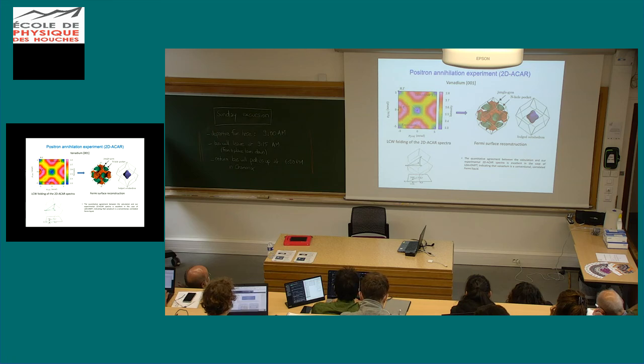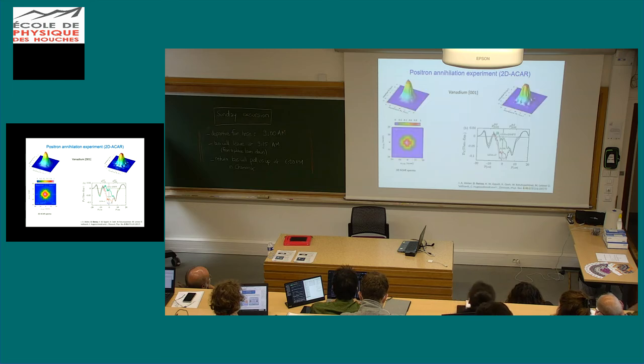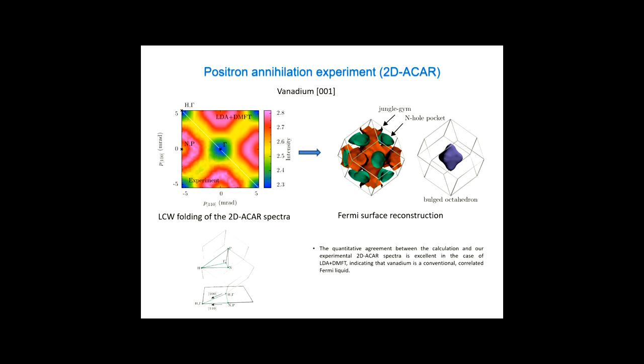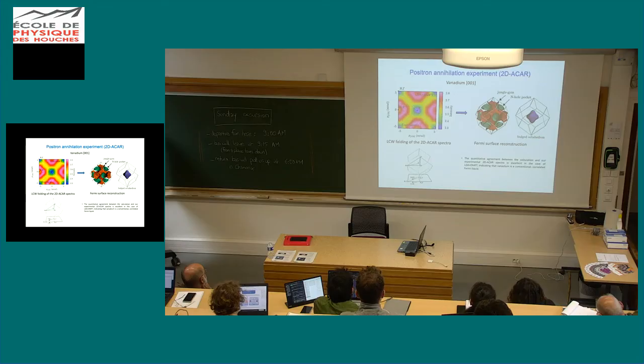In order to get information and to make the Fermi surface reconstruction, one has to do some folding and put back the points from this plane into the first Brillouin zone. This is done by the so-called Lock-Crisp-West folding procedure. And in the figure we obtain, under this diagonal is the experiment, and above is the LSDA plus DMFT result. So the agreement with the experiment we obtain is quite good.